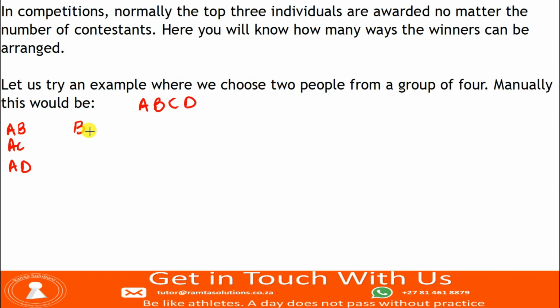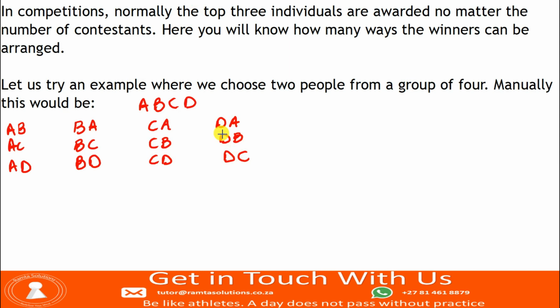Again, we can have BA, we can have BC, we can have BD, right? Again, we can have CA, we can have CB, we can have CD. Lastly, we can have DA, we can have DB, we can have DC, okay?